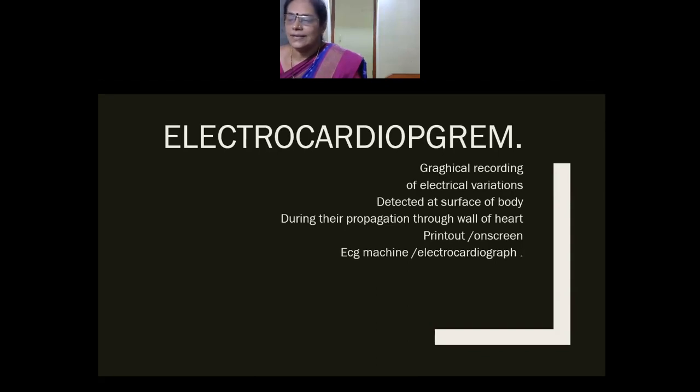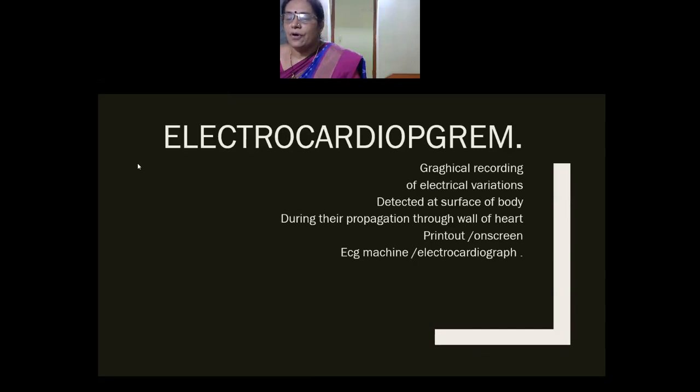During the contraction and the relaxation of the heart, the electrical variations are produced, and such electrical variations are recorded or detected in a graphical recording. It is a recording in the form of a graph. Then it is called the electrocardiogram. And for recording this electrical deviation, the ECG machine, the electrocardiograph, is used.